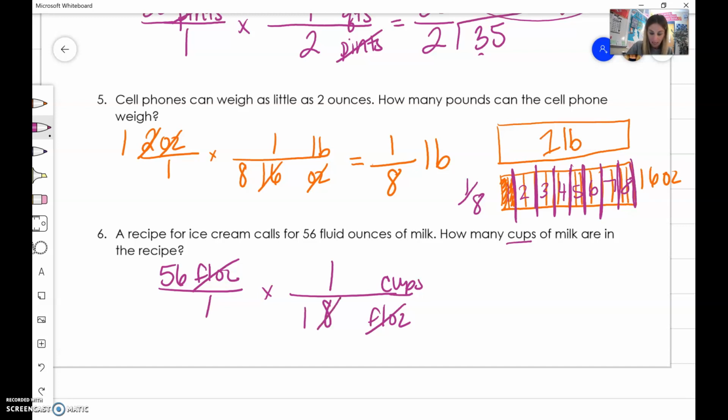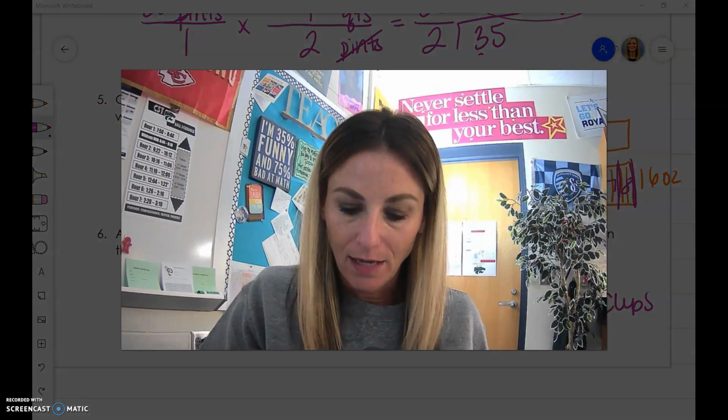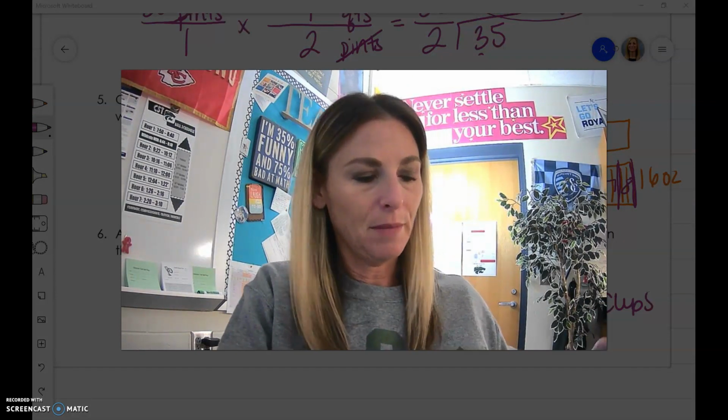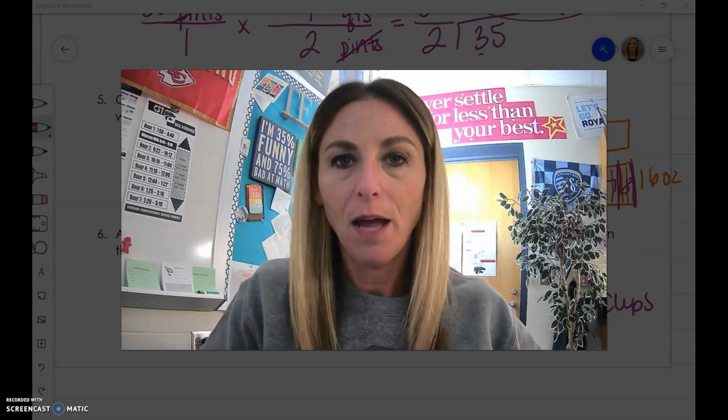8 divided by 8 is 1. 56 divided by 8 is 7. I get 7 cups over 1, which is the exact same as 7 cups. Okay, so those were the notes on the dimensional analysis, or conversion of measurement.